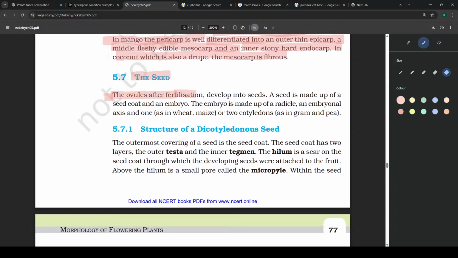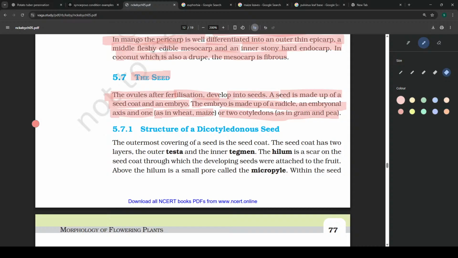The ovules after fertilization develop into a seed. A seed is made up of a seed coat and an embryo. The embryo is made up of a radicle, an embryonal axis, and one or two cotyledons as in gram and pea. After fertilization, the ovules will develop into seeds, and a seed is made up of a seed coat and an embryo.